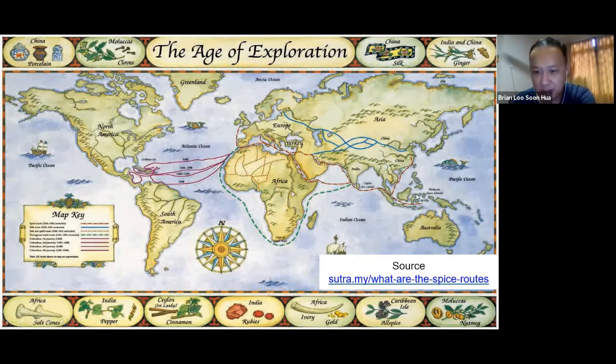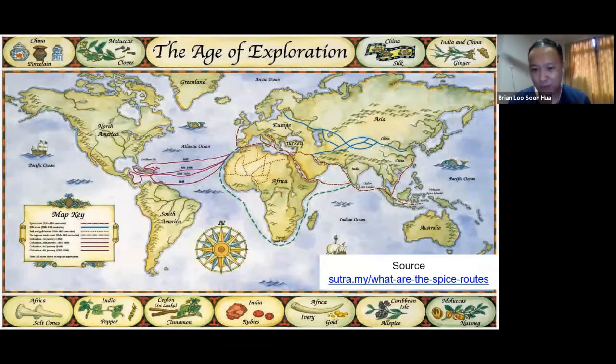So Malaysia, Singapore, Indonesia, sorry, not Singapore, Malaysia and Indonesia were in fact major exporters of spices, a lot of spices. From that area, you have cloves, nutmeg, different types of cinnamon. We've got things like black pepper, all this coming from this region, and they all ended up in the Middle East and into Europe. So this has been going on for thousands of years.